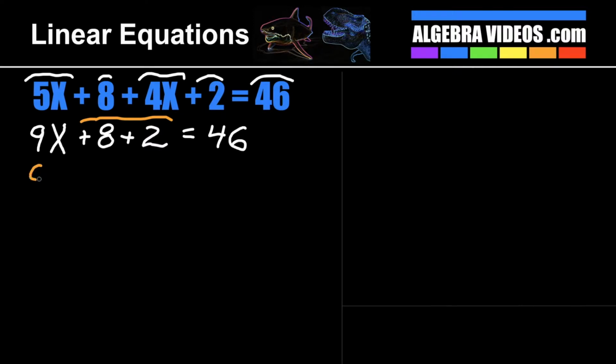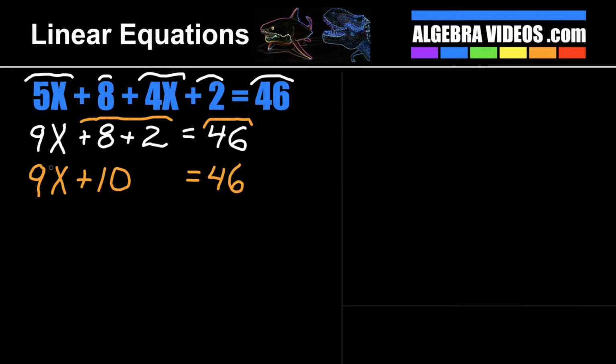So why don't we rewrite this equation and combine this 8 and 2 into a 10? All right, so I'm just going to rewrite the 9x, nothing changed there, plus 8 plus 2 is 10. So I'm just going to combine that and just make it a 10. And that equals, on the right side, 46. That's just this 46 right here. Nothing changed. I just brought it down. So our equation is getting easier now. 9x plus 10 equals 46.